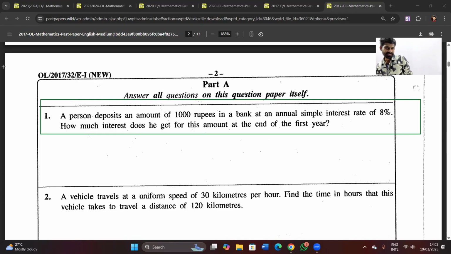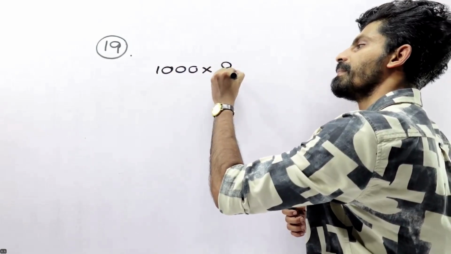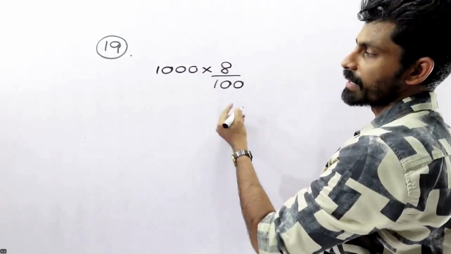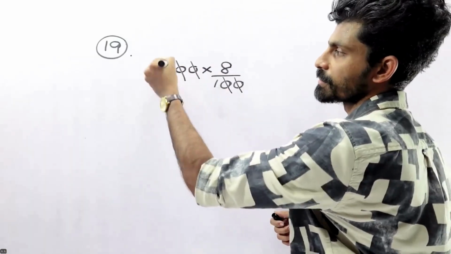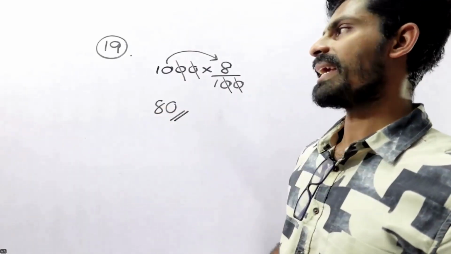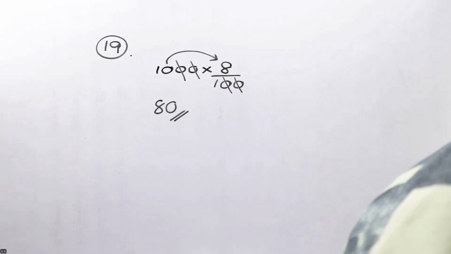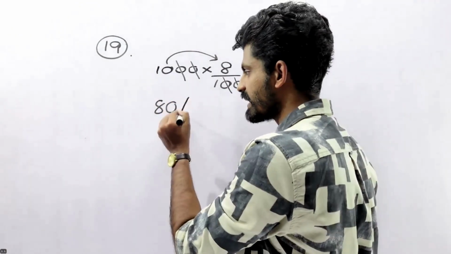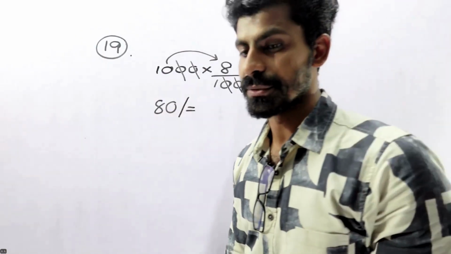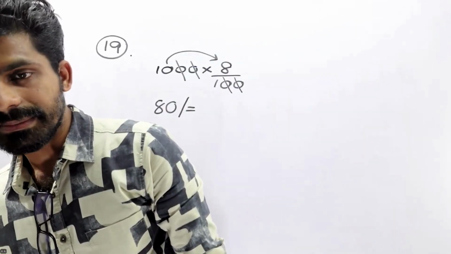End of the first year means interest is 1,000 multiplied by 8%. Easy, right? So those questions are easy. 1,000 multiplied by 8%, the zeros cancel out, 10 multiplied by 8 equals 80. So that means interest equals 80 rupees. Those questions are very easy.